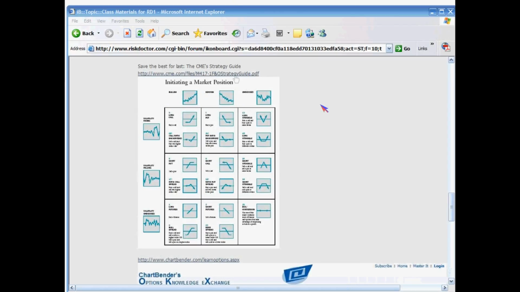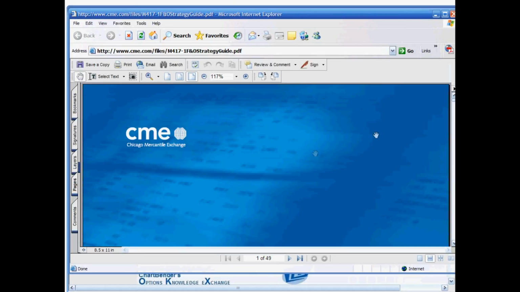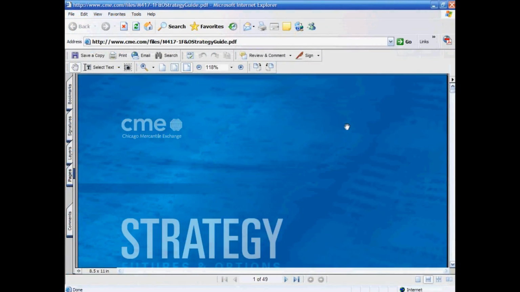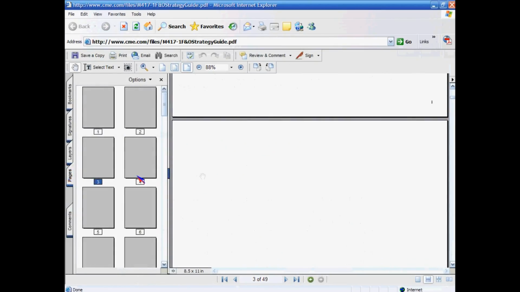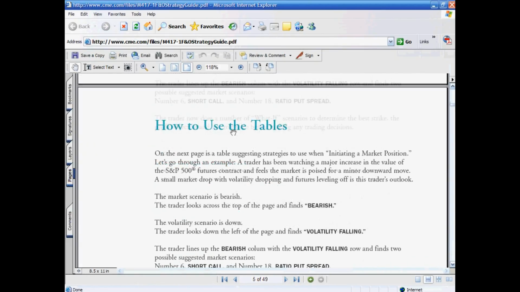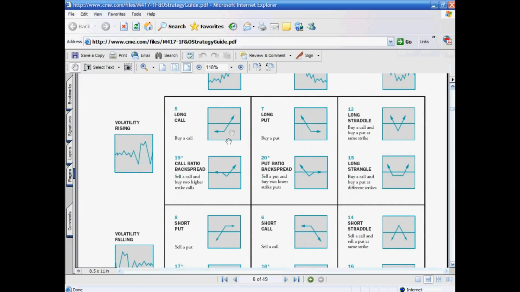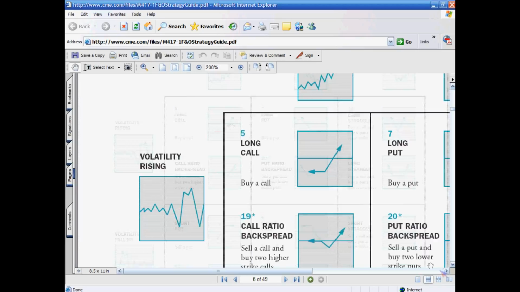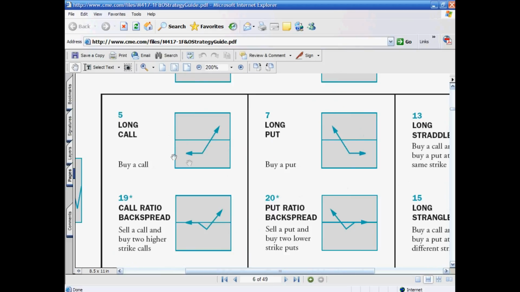So let's just do a little bit of review to make sure. I'm going to click this guide right here for the CME PDF that's free, called a strategy guide. Let's look at the pages here on the left. I want to briefly cover these simple long call, long put, short call, and short put, and make sure that we understand them. The concept of a long call is you buy something that is limited risk.